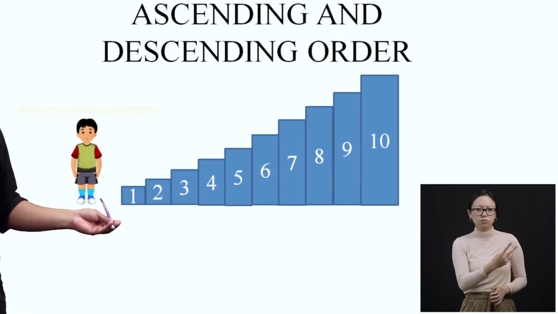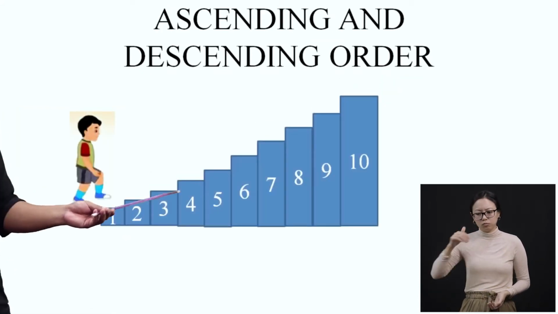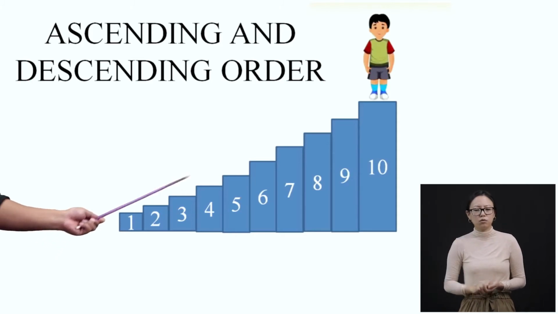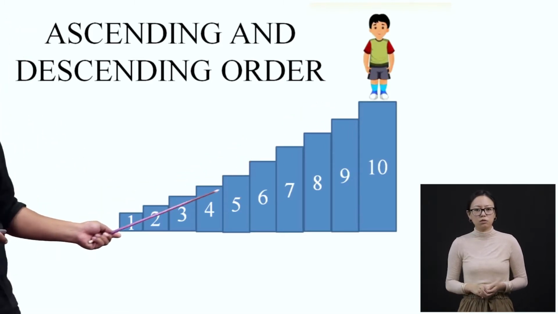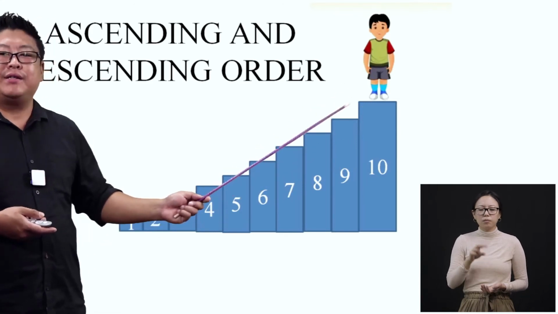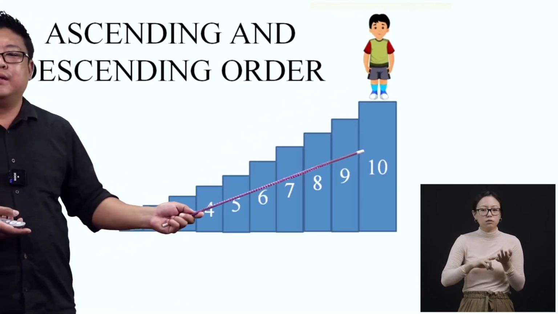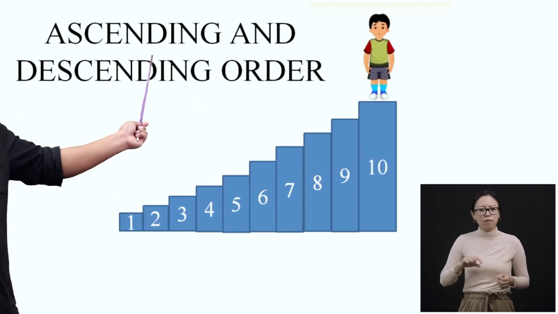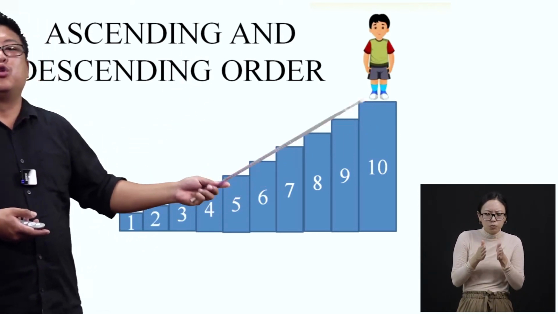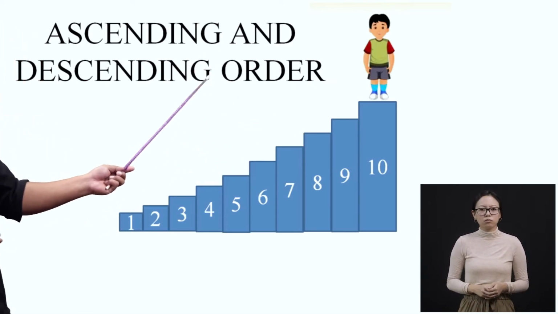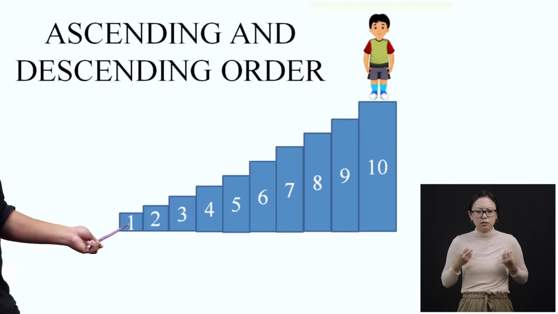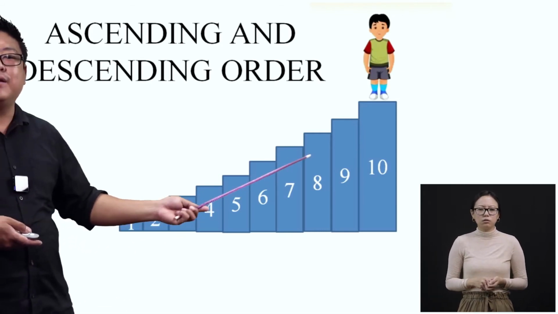Now, when this boy starts walking, he goes all the way up till 10. He reaches 10. He started walking from 1 till 10. Now, this process of climbing up the stairs, we call it going up. Going up the stairs, as he went up, the numbers increased. This shows the process of ascending order. Ascending means from small to big. So whenever you see ascending order in numbers, it means we are going to take the smallest number and arrange it in such a way that it increases to the biggest number.